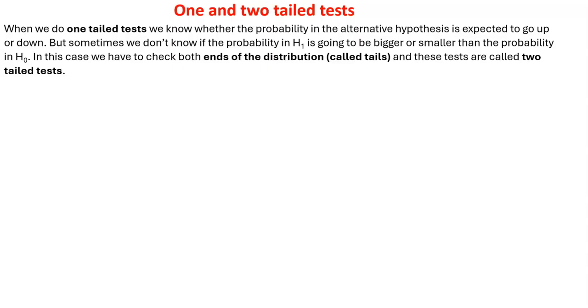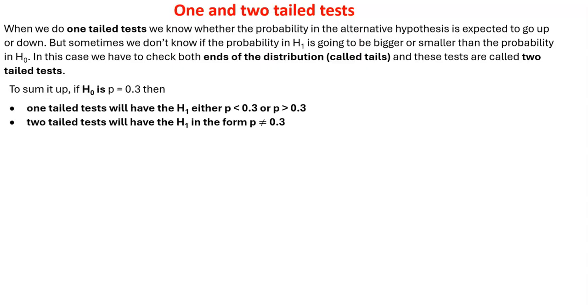When we do one-tailed tests, we always know whether the probability of the alternative hypothesis is expected to go up or down. But sometimes we don't know if the probability of H1 is going to be bigger or smaller than the probability in H0. In this case, we have to check both ends of the distribution. We call those ends tails, and these tests are called two-tailed tests.